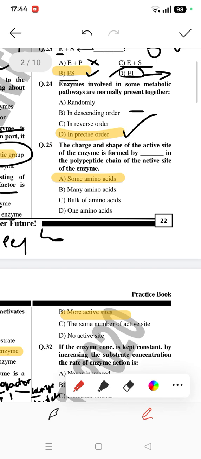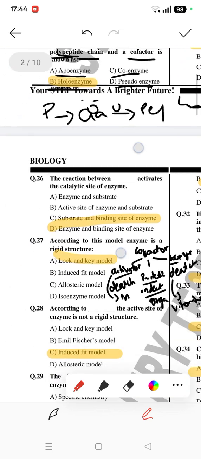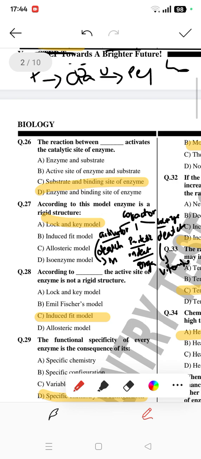The charge and shape of the active site of the enzyme is formed by some amino acids in the polypeptide chain. Okay, the reaction between the substrate and the binding site activates the catalytic site of the enzyme. So the right option is C.